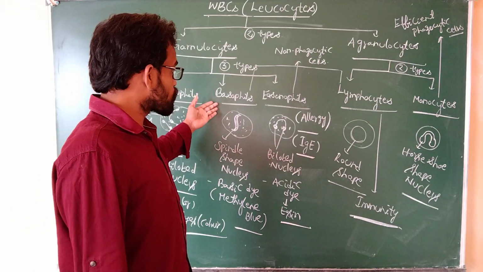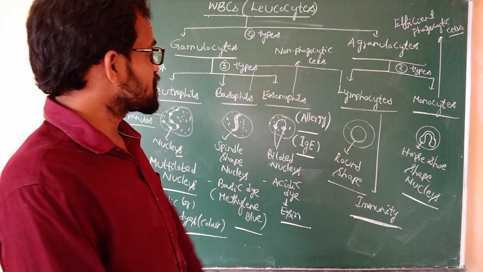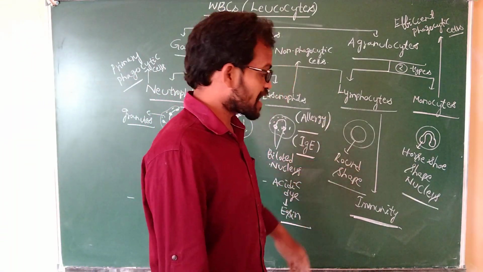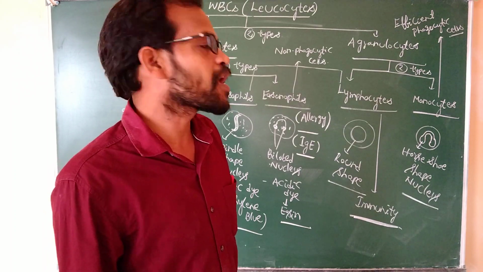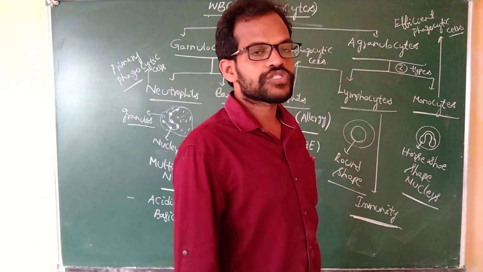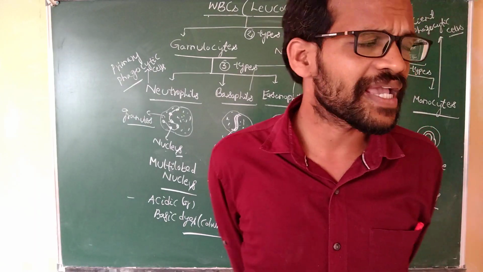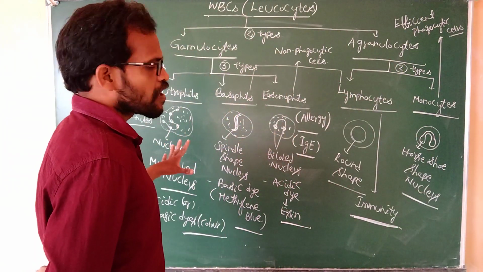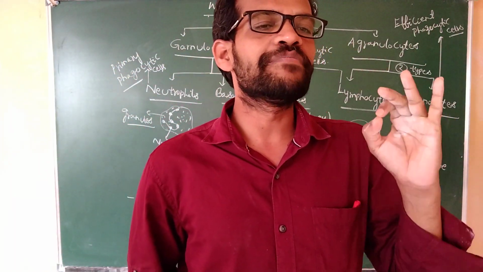Histamines and serotonin are produced by the basophils. Neutrophils are the primary phagocytic cells. Lymphocytes act in immunity; they produce antibodies, and the antibodies fight against microorganisms. Monocytes are also efficient phagocytes; they engulf the foreign material. This is the indication of the white blood cells.